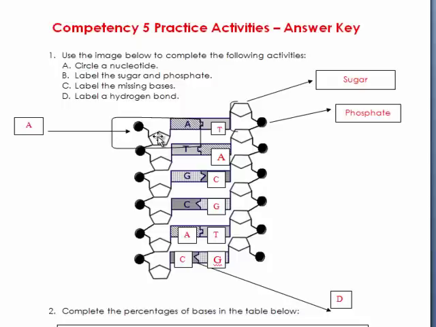You should have circled any three-part unit consisting of a sugar, a phosphate, and a base. And you will see I have circled a nucleotide and labeled it as A. So we have a three-part unit consisting of a sugar, phosphate, and base. Part B asks you to label the sugar and phosphate. You will find the sugar molecule label as well as a phosphate molecule label.